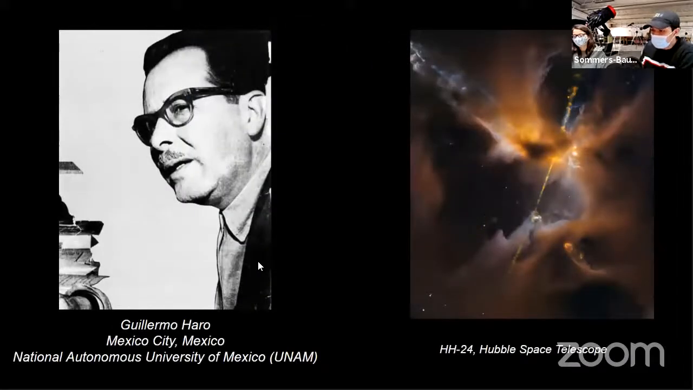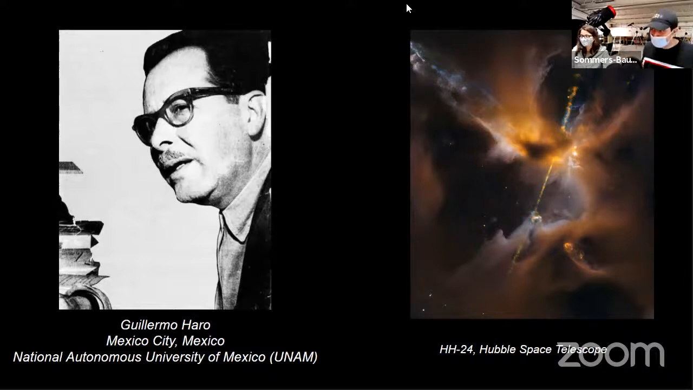And here we'll talk about Guillermo Haro, who was a Mexican astronomer from the National Autonomous University of Mexico, UNAM. And part of his research was in these newborn stars. He studied a lot of molecular clouds and the stars within them. And he found that as some of the material from the disk of gas and dust that revolves around the star falls into the star, a small amount of it is accelerated around the axes of the star, around the poles of the star, and is ejected into space.